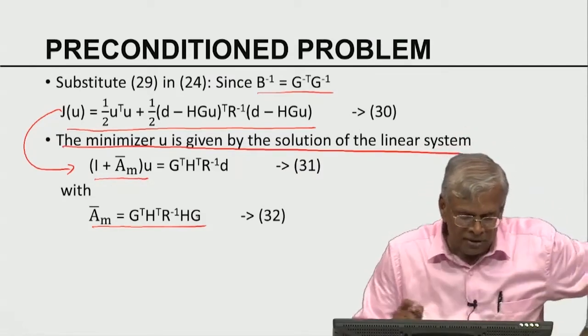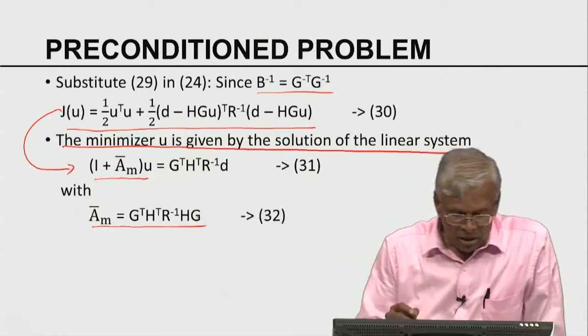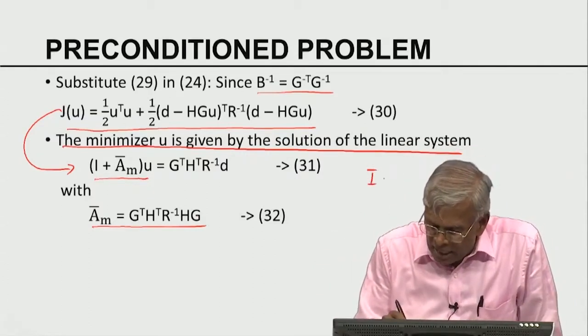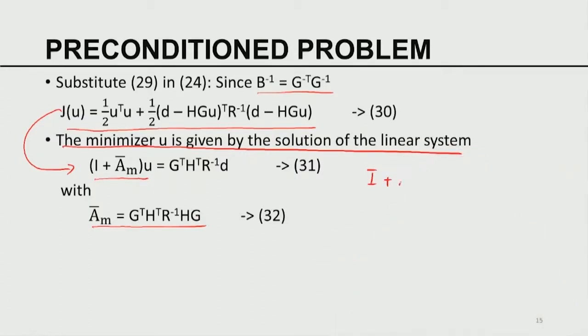Now let us look at this matrix I plus AM. So I have the matrix I. Instead of AM, I will consider the matrix A. What is the general result in matrix theory? If lambda is an eigenvalue of A, it implies 1 plus lambda is an eigenvalue of I plus A.